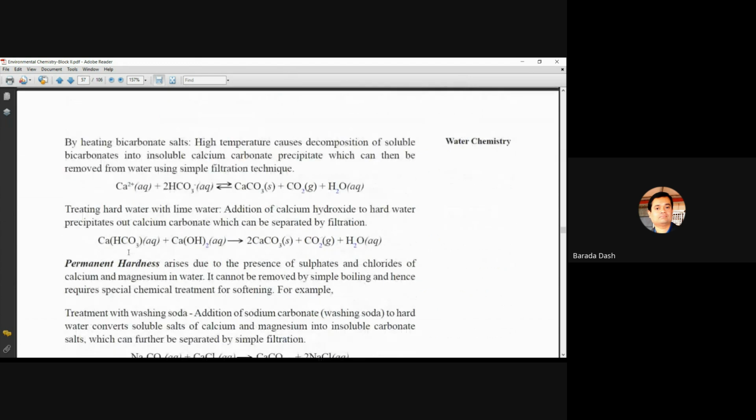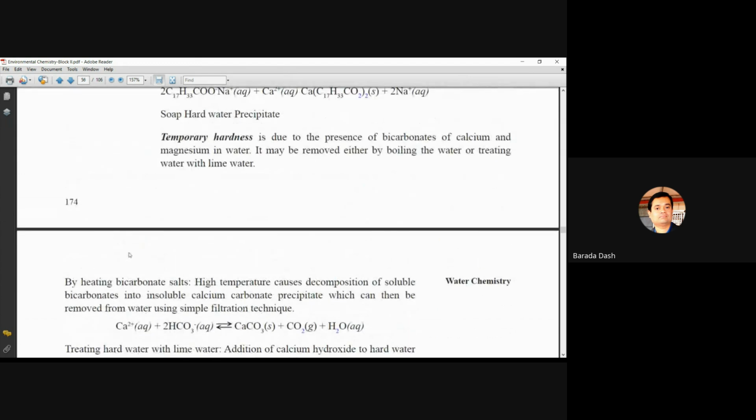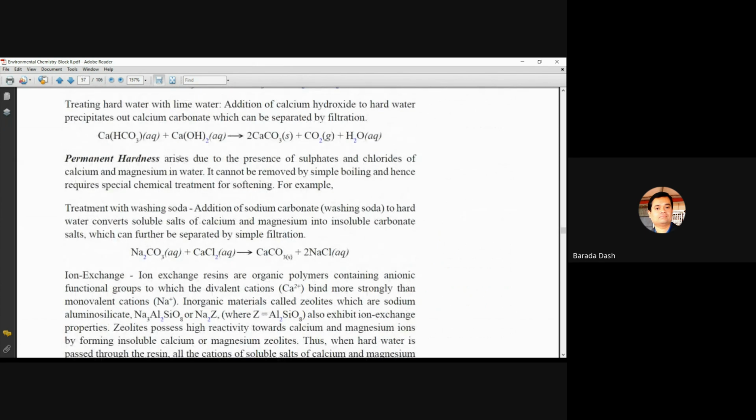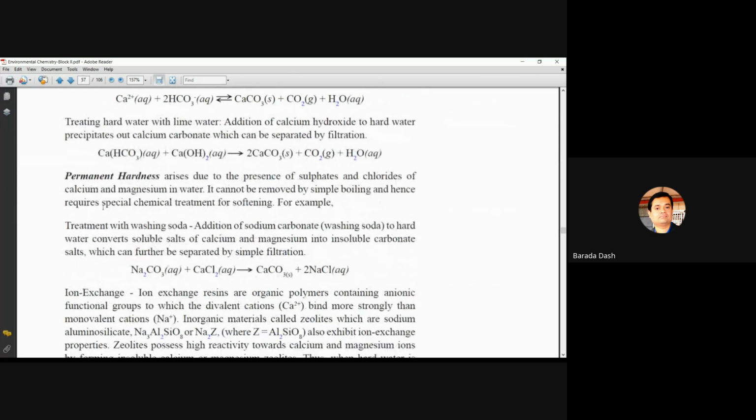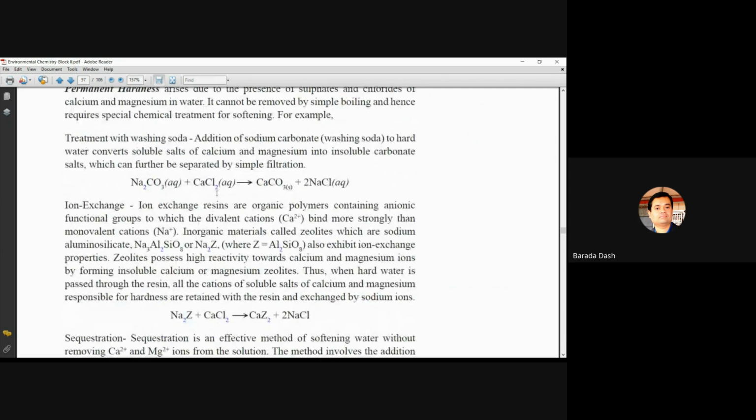There is temporary hardness and there is permanent hardness. Temporary hardness is due to the presence of bicarbonates of calcium and magnesium in water. Permanent hardness arises due to the presence of sulfates and chlorides of calcium and magnesium. Basically, if carbonates and bicarbonates are there, that is called temporary hardness. If chlorides and sulfates of magnesium or calcium are there, that is called permanent hardness.